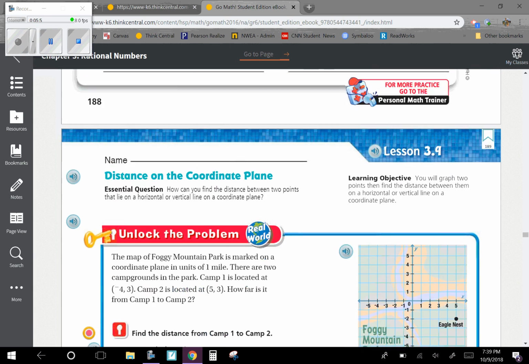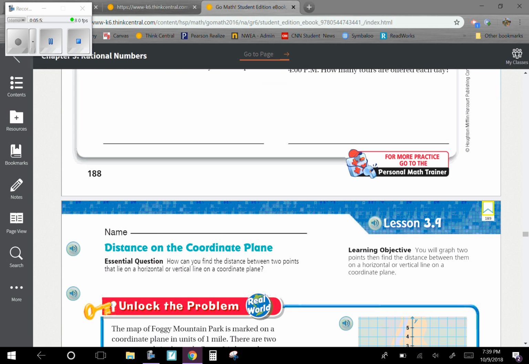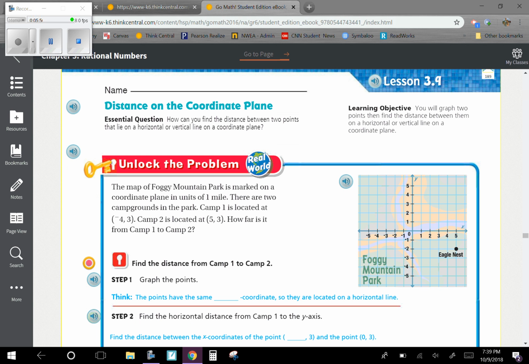Again, our objective is that you will graph 2 points and find the distance between them on a horizontal or vertical line on a coordinate plane.